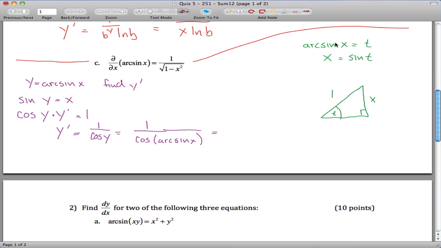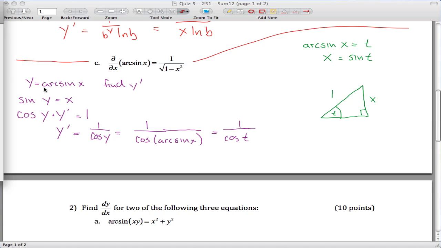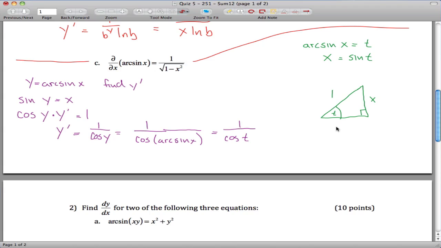arcsine of x we said was t. So really our derivative is 1 over cosine of t. So if we can figure out cosine of t, we already have this picture here that has a t in it, we'll have our final answer. So the way we can do that is we can give this side a name, maybe, I don't know, a. And we know that using Pythagorean's theorem, a squared plus x squared has to equal 1 squared. So that tells us that a has to equal the square root of 1 minus x squared. You don't need a plus or minus because we're talking about lengths here.